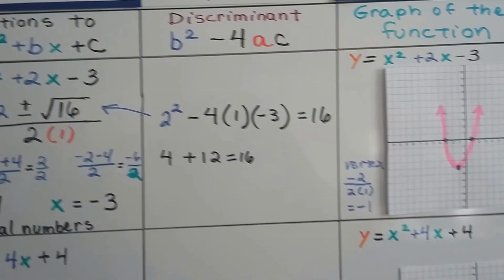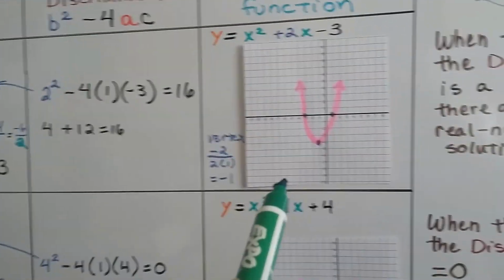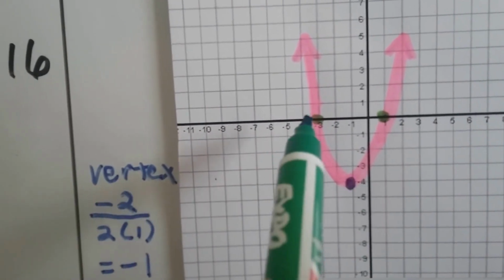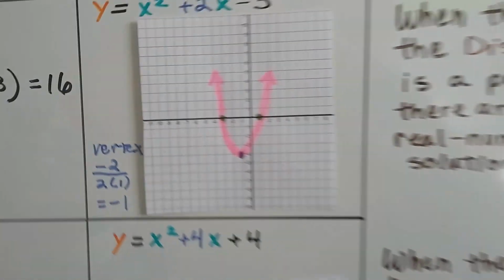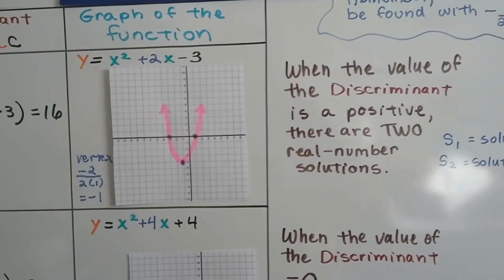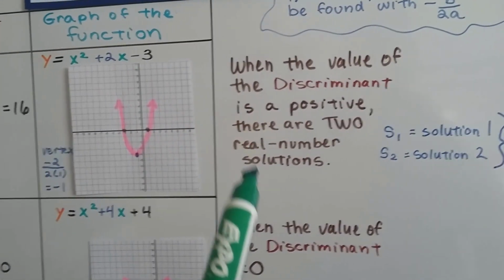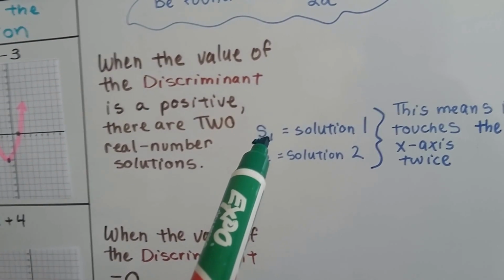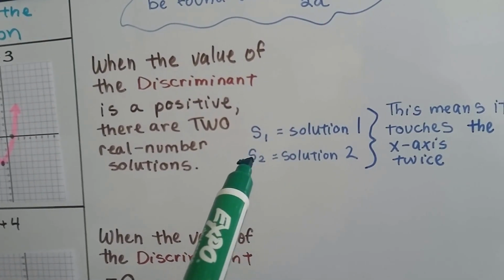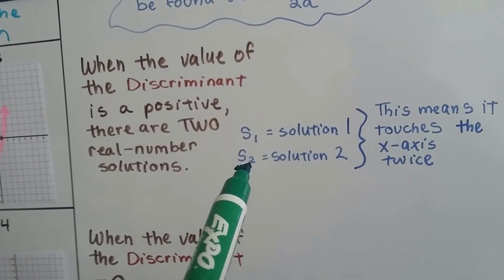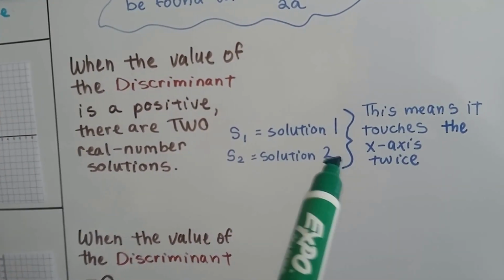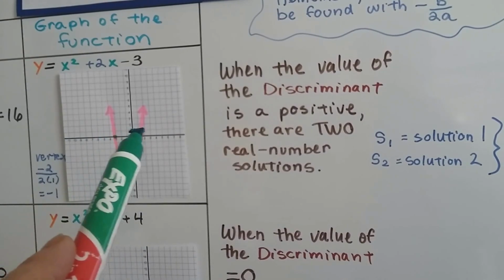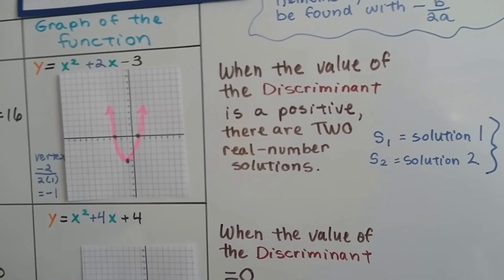Now check this out. We've got a 1 and a negative 3. That 1 is right here, and that negative 3 is right here. When the value of the discriminant is positive, there are 2 real number solutions, and we can label them with an s with a little 1 subscript like this for solution 1, and an s2, little 2 subscript, right here for solution 2. That means it touches the x-axis twice, and it did. 1, 2, at 1 and negative 3.